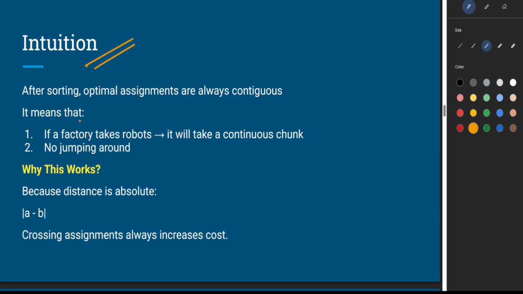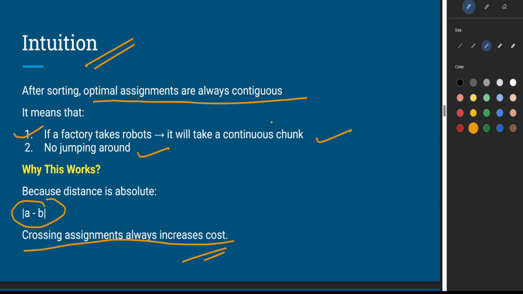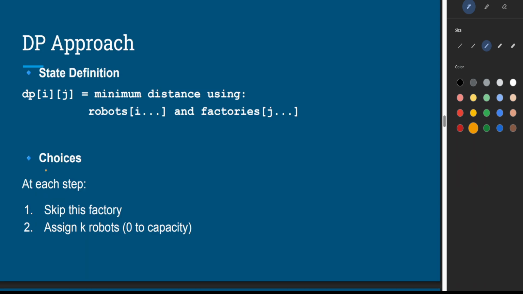Now try to understand the intuition. After sorting, the optimal assignments are always contiguous. It means that if a factory takes robots, it will take a continuous chunk, with no jumping around. Why? Because the distance is an absolute value, a minus b, which gives some value. So a crossing assignment always increases the cost, and we should not cross.